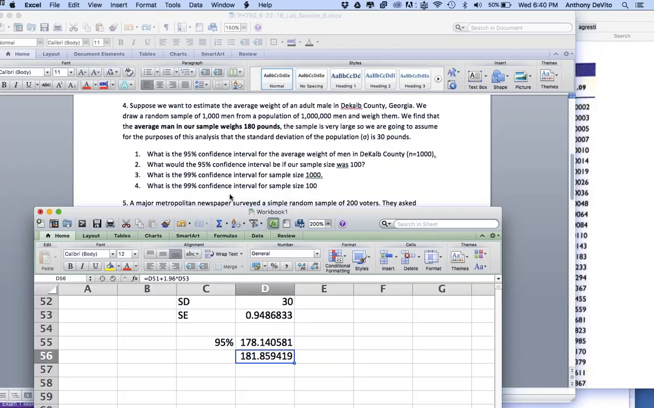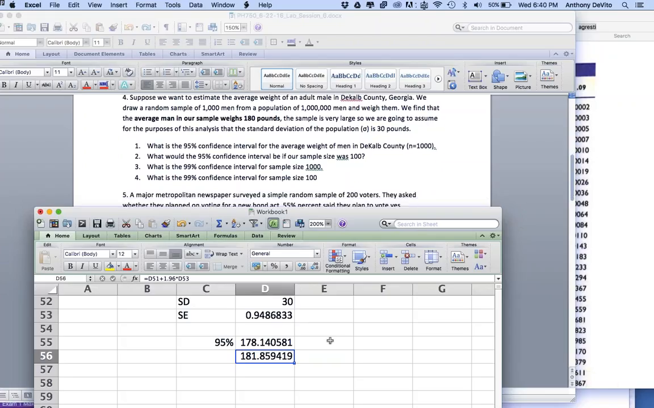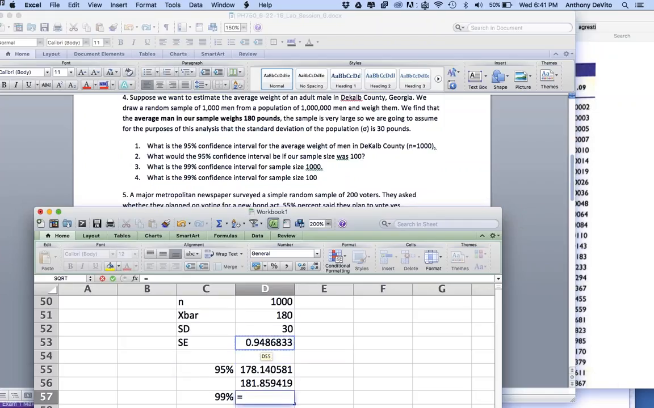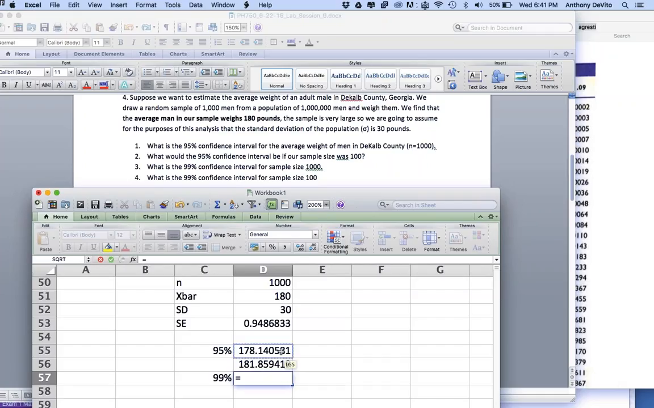For a 90, what is a 90? Now, I'm going to do the 99% because it brings up an interesting issue here. So for a 99% confidence interval, what's it going to be equal to? It's going to be equal to 180 minus 2.58 times our standard error, and it's going to be equal to 180 plus 2.58 times our standard error.